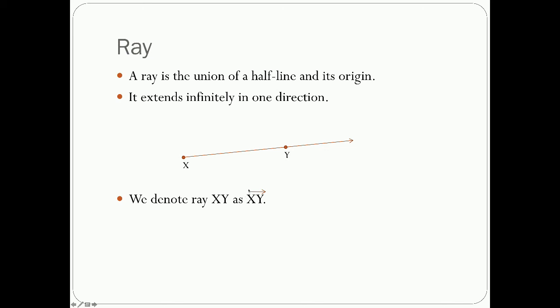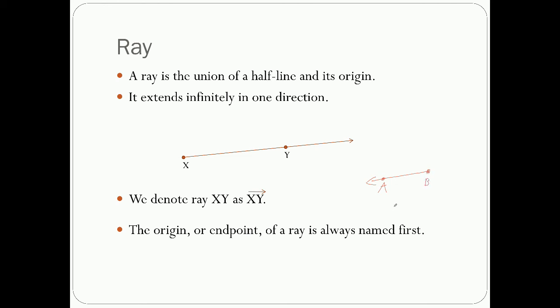It looks a lot like a half line, except the half line had this open circle here. For a ray, you don't put an open circle, you just put the arrow. Also, the origin or endpoint of the ray always is named first. So even if we're going to the left, if we had a ray that looked like this, going this direction, and we had A and B here, we would call this ray BA, because B is the origin. So even though it's pointing to the left, we denote it as the starting point first.